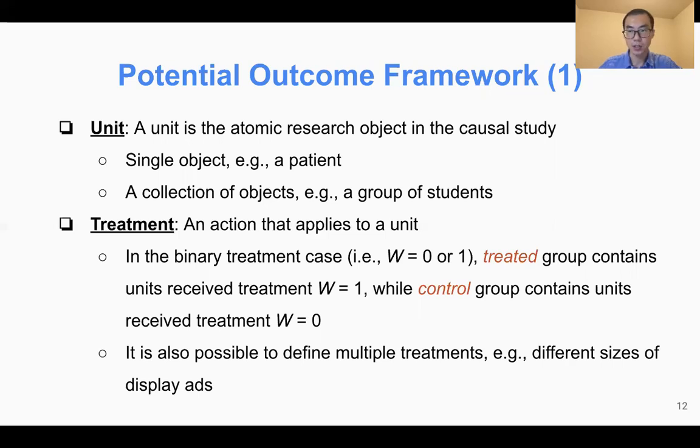The second concept is treatment, which is an action that applies to a unit. In the binary treatment case, we can define treatment as either 0 or 1. Therefore, we have a treated group which contains all units who receive the treatment 1, and meanwhile, we have a control group which contains all units receiving treatment W equals 0. And of course, we can define multiple treatments according to different applications.